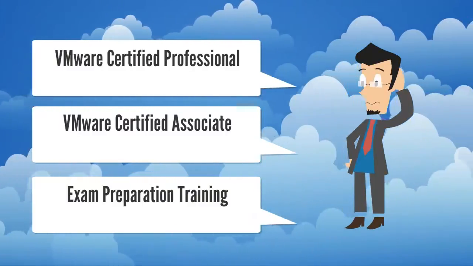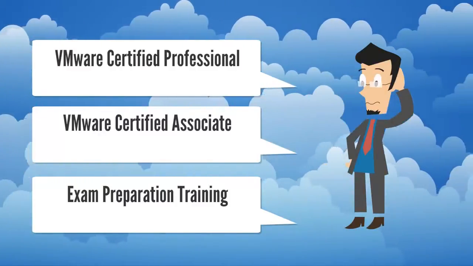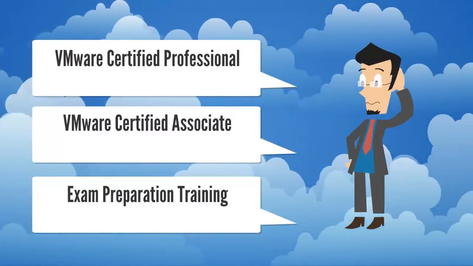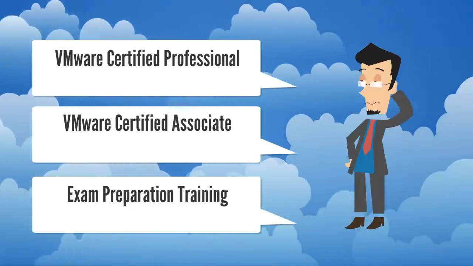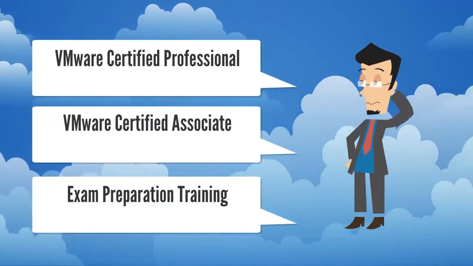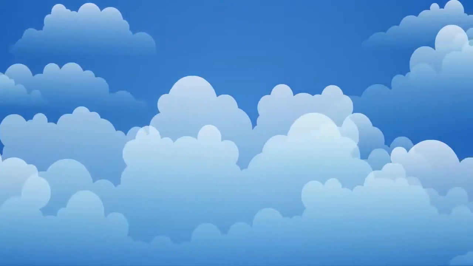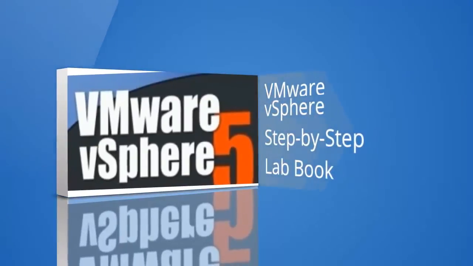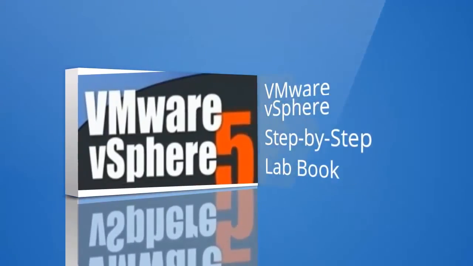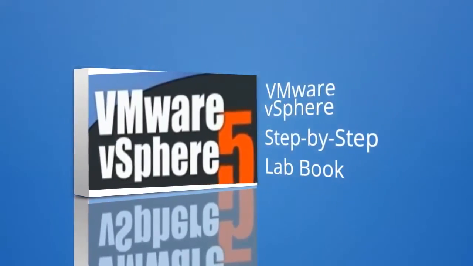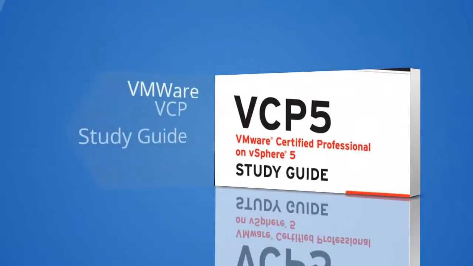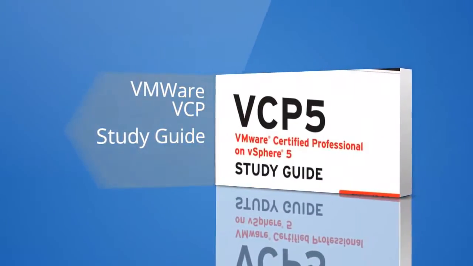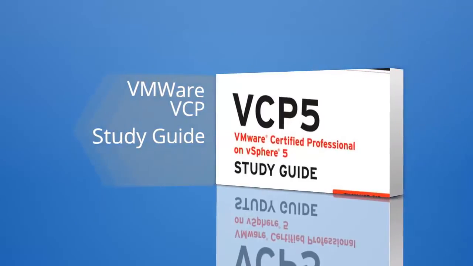At the conclusion of the training, there will be a VMware VCP exam preparation workshop during which the instructor will review the results of the exam preparation training and will give you directions so that you can be prepared for the exam. In terms of supporting materials, you will receive 2 books. Number 1 is the VMware vSphere Step-by-Step Lab Book, and number 2 is the VMware VCP Study Guide.